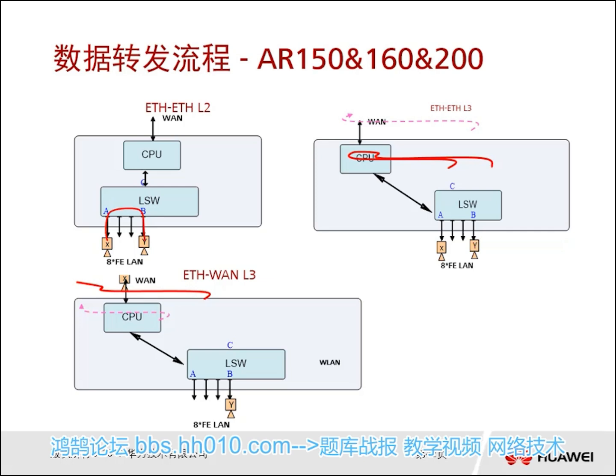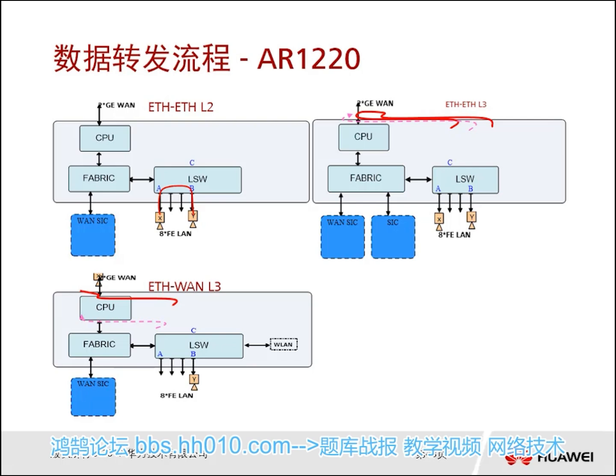So this is L2. If it is L3 data forwarding between WAN ports, or forwarding between a LAN port and a WAN port, we can see that it needs to be implemented through two major modules: one is our switching module, and then there's our CPU. Look at these two images, not the first picture. The first diagram is L2. This one and this one are our L3: one is between LAN ports, and the other is between this LAN port and the WAN port. This is the data forwarding process for them.